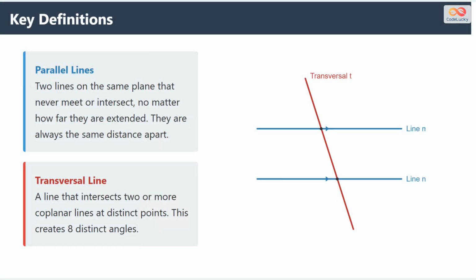First, let us get our definitions straight. Parallel lines are lines that lie on the same plane but never meet, no matter how far you extend them. They remain the same distance apart, like railroad tracks. A transversal line is a line that intersects two or more lines. When a transversal cuts across parallel lines, it creates a very special set of angles.